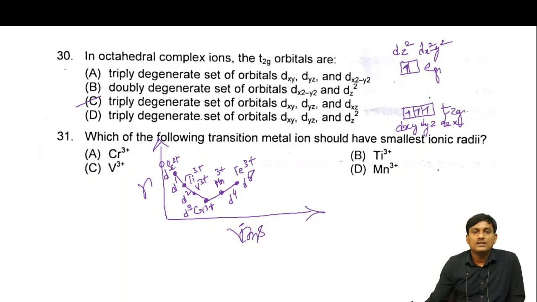We know that the eg orbitals project towards the incoming ligands, so there is a repulsion between the incoming ligands and these electrons. That's why there is an increase in metal ion radius in the case of Mn 3+ and Fe 3+. When an electron enters eg, there is an increase in ionic radius. So which one has the smallest ionic radius? Chromium 3+ has the smallest ionic radius. So the answer is A.